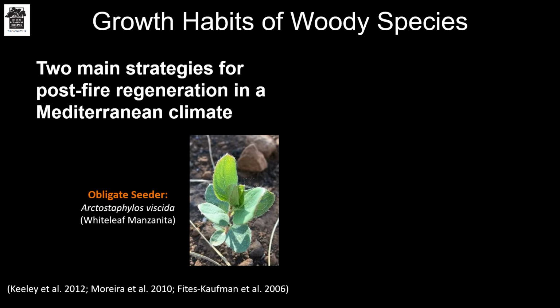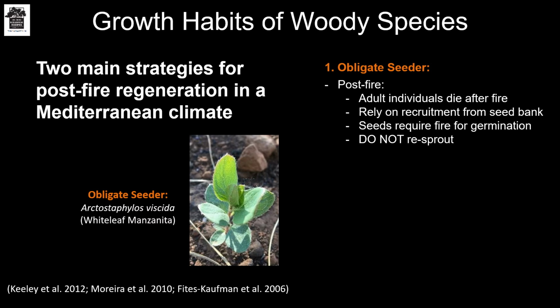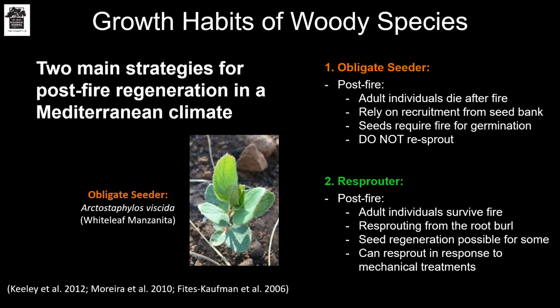The two main growth strategies for post-fire regeneration in a Mediterranean climate include that of obligate cedars, which post-fire adult individuals will usually die. They generally require fire for seed germination, and they do not resprout after fire. Secondly, there are resprouters, which post-fire adult individuals usually survive and generally will resprout from the root burl. Resprouters can also resprout in response to mechanical treatments, including a bulldozer clearing vegetation for a dozer line.